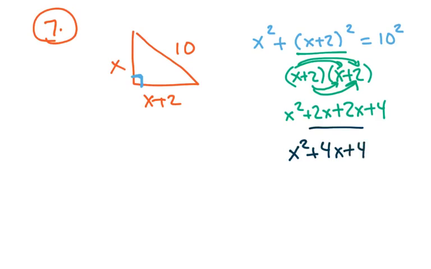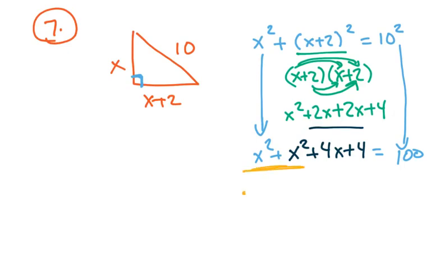So we'll bring down the rest. Go ahead and write that as 100. And now I'm going to try to consolidate terms. So I've got x squared and x squared, which is 2x squared, plus 4x plus 4 equals 100.